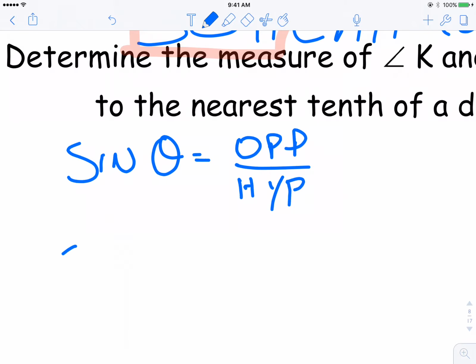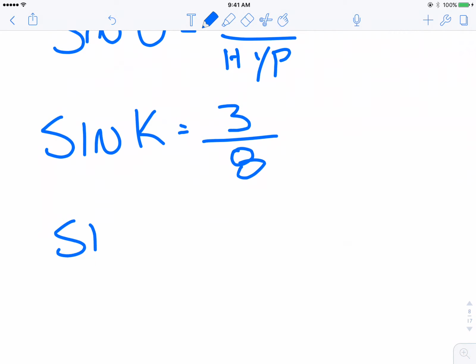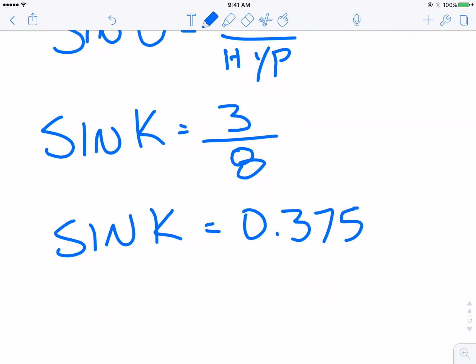Well, what am I given? I know that it is sine of angle K. That's an ugly K. I was drawing an angle. Thought I'd try and make it into K. Sine of angle K is equal to my opposite side, in this case, which was 3, over my hypotenuse, which was 8. I can calculate my funky decimal number, 3 divided by 8. I should know that off the top of my head. I want to say 3 divided by 8, 0.375, just to be sure.